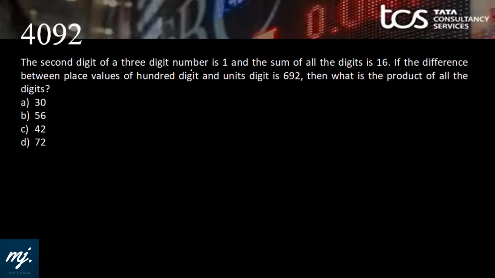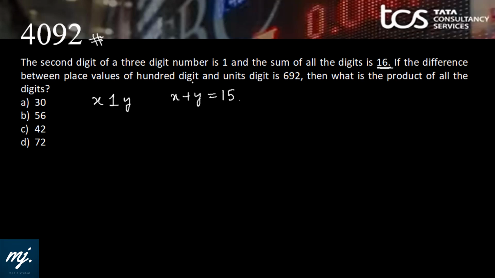The second digit of a 3-digit number is 1. Welcome to the last question of this Ninja series session, and I picked up a good classical question once again, which can be solved with the concepts or solved with the options. That means the number is x, 1, y. And the sum of all the 3 digits is 16. That means x plus y plus 1 is 16, so x plus y is 15.